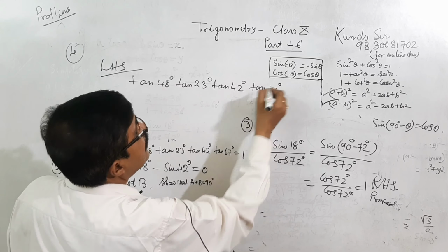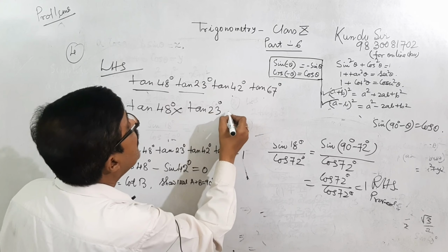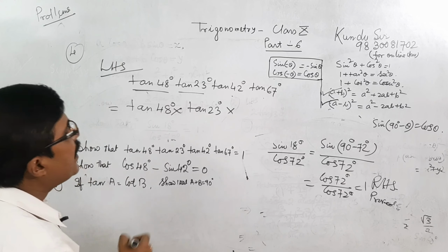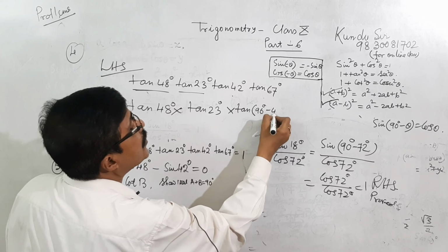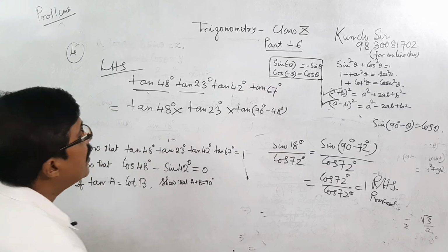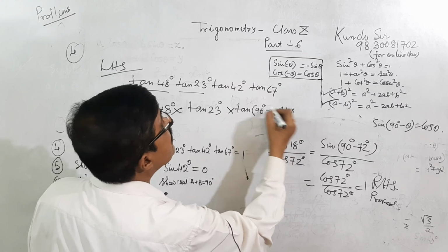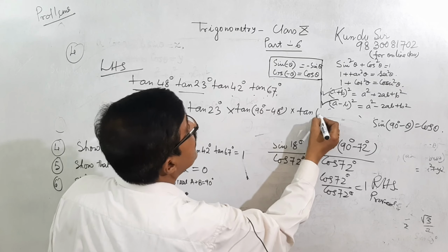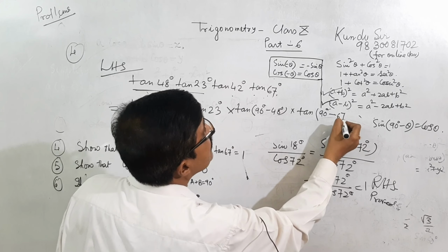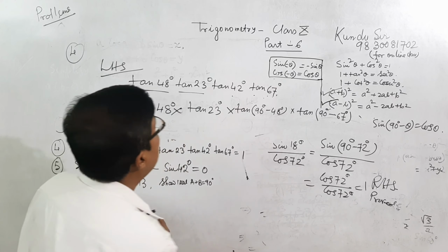Clear? Now please don't change this one and this one. We are keeping tan 48 degree and tan 23 degree as they are. Tan 42 degree can be written as tan 90 degree minus 48 degree, and tan 67 degree can be written as tan 90 degree minus 67 degree.